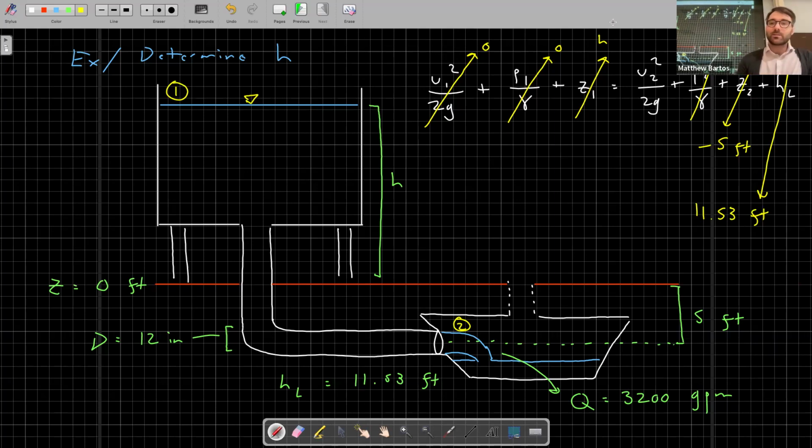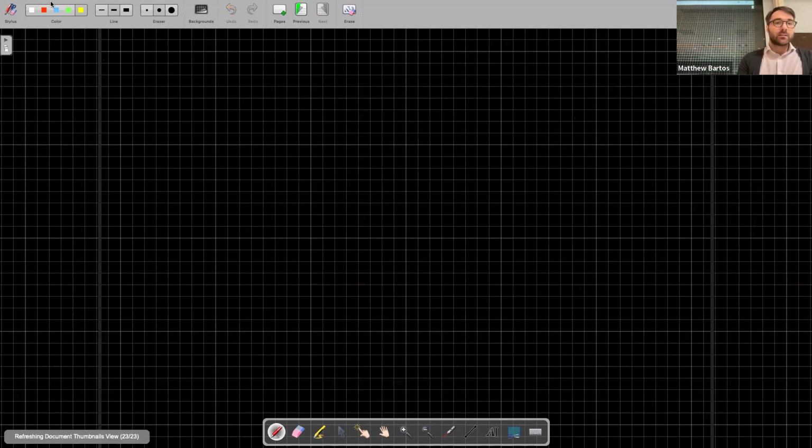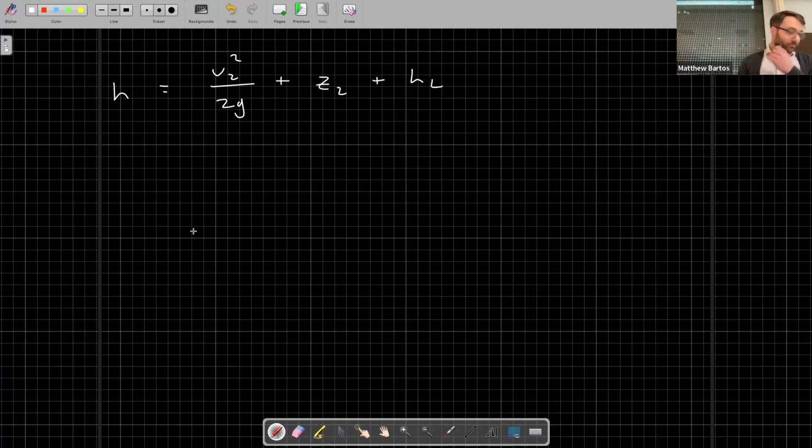So let's go ahead and re-express our energy equation. We have H over here on the left side. On the right side, we have U2 squared over 2g, -5 feet, and 11.53 feet. Let's just write it down symbolically first. So I have H is equal to U2 squared divided by 2g plus Z2 plus the head loss. We need to determine what this U2 term is. How can we do that?